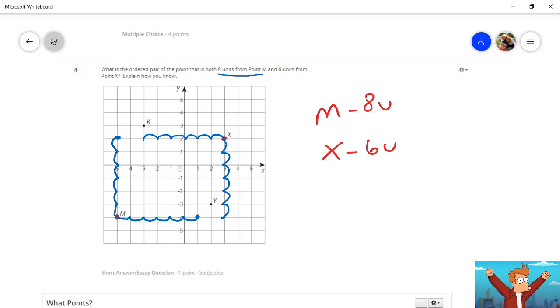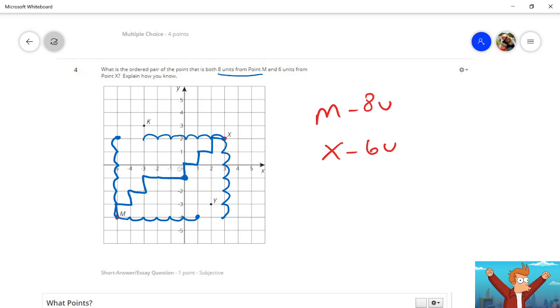What is the ordered pair of the point that is both 8 units from M and 6 units from X? All right, well, what we did were straight line ones, so we see that at no point do they meet. So now we need to keep thinking. I need to be 8 away from M, 6 away from X. 1, 2, 3, 4, 5, 6. 1, 2, 3, 4, 5, 6, 7, 8. Well, I can do that one.